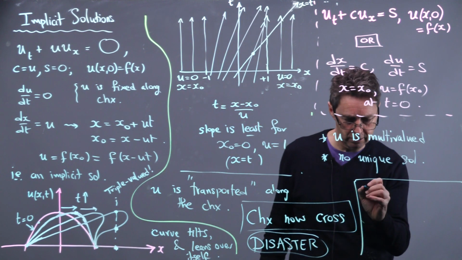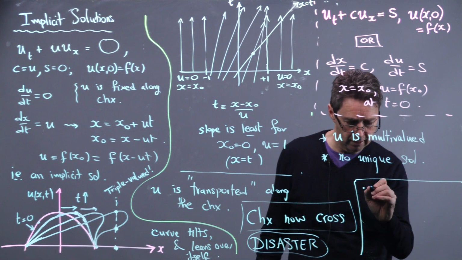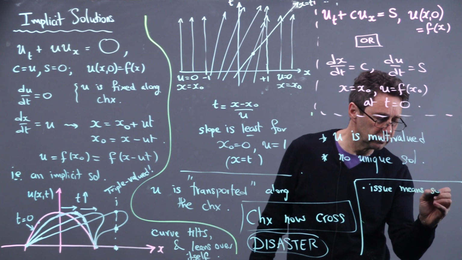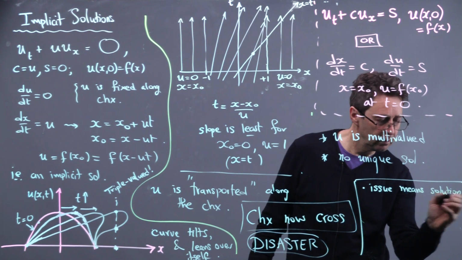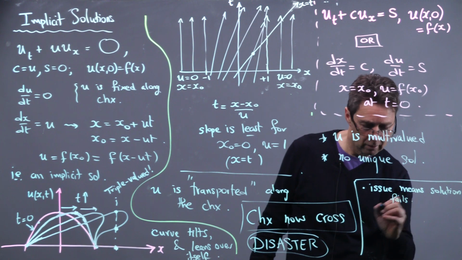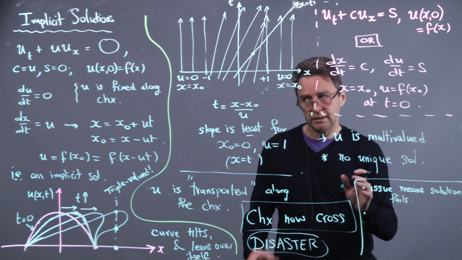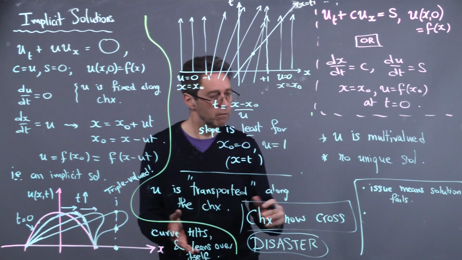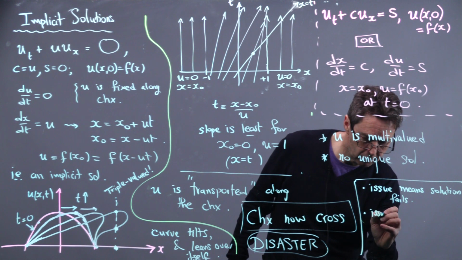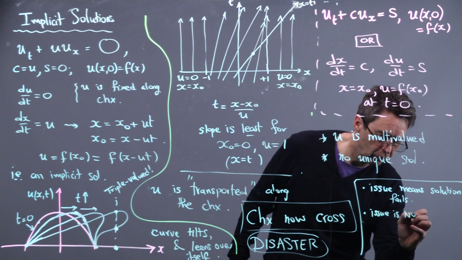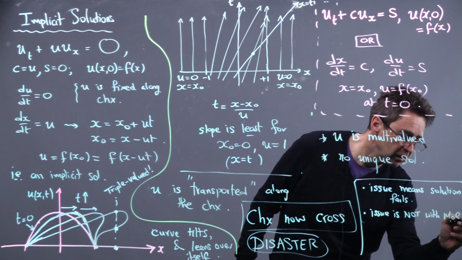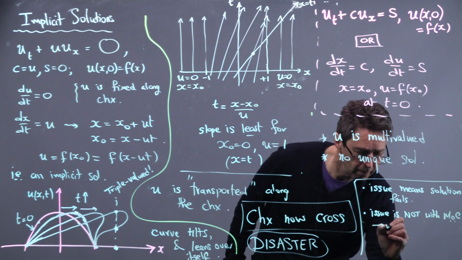Now, let's just make some notes. So the first one is that the issue means that the solution fails. This issue is not because of the way we solve the problem. It's because of the problem itself. So the issue is not with the method of characteristics, it's with the PDE itself.